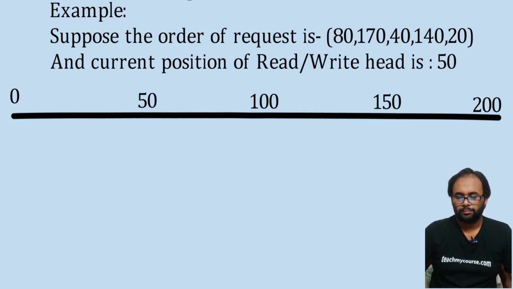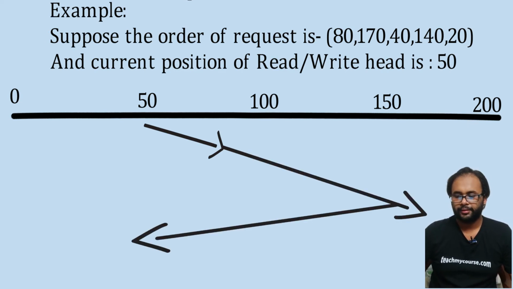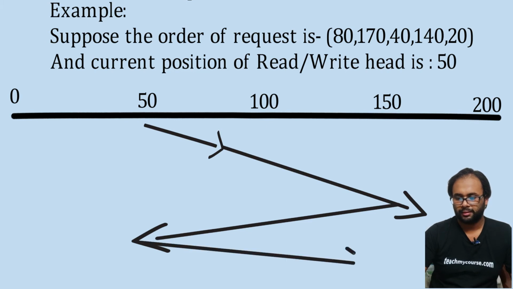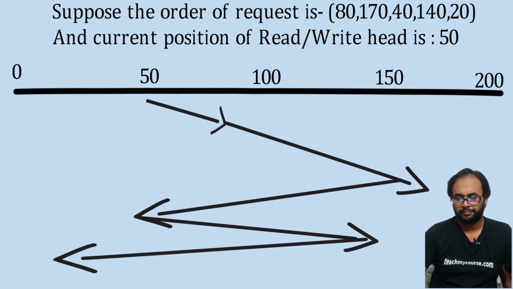So the head of the disk is at 50. From 50 it has to serve first of all the request lying at 80, so it moves from 50 to 80. These are actually the track numbers on which the requests are to be processed. From there, the next request is 170, so it goes to 170. After that it goes to 40, then to 140, and finally it goes to 20.